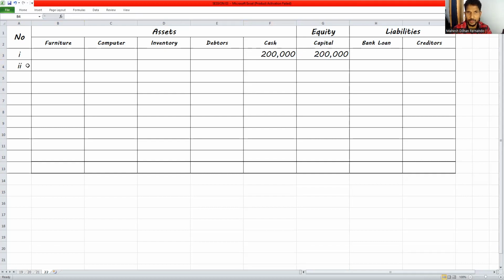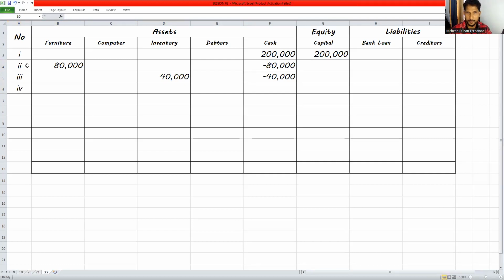Number 2, purchased furniture valued 80,000 on cash. Check your answers. Furniture plus 80 and cash minus 80. Okay. Transaction number 3. Purchased goods valued 40,000 on cash. Inventory plus 40. One asset increases. Now, it was purchased on cash, no? Cash is decreased by 40,000. See?